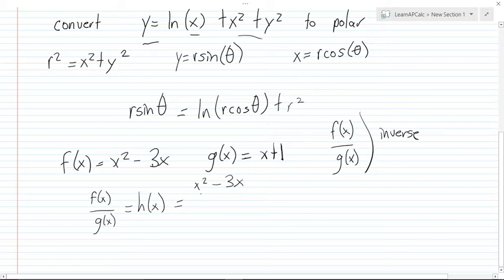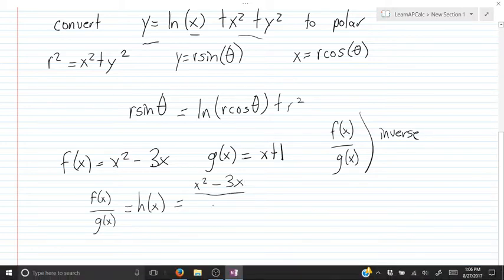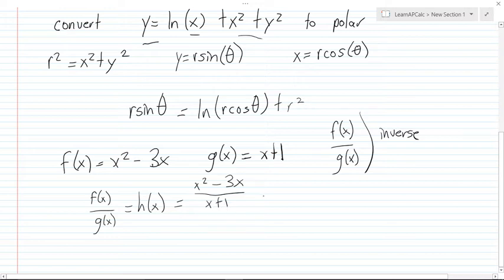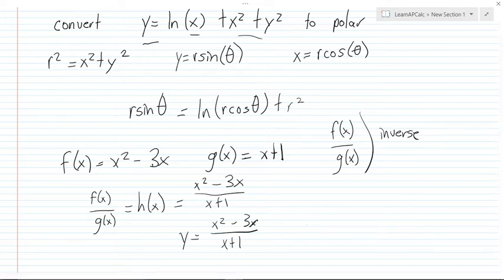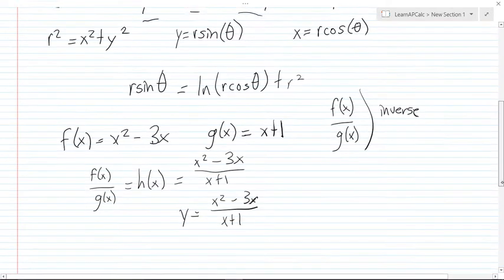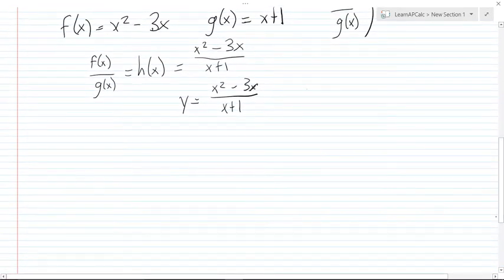Alright, so moving on, we're just going to write out f of x over g of x. So here we go, x plus 1, and here's h of x. Now, again, when we're finding the inverse, we want to say y equals, so y equals x squared minus 3x over x plus 1. And now swap x and y. Now, here we want to ask ourselves, is this function one-to-one? And this is a good question. And again, we don't have a graph in front of us, so probably the best way is to just solve it and see. So switching x and y.